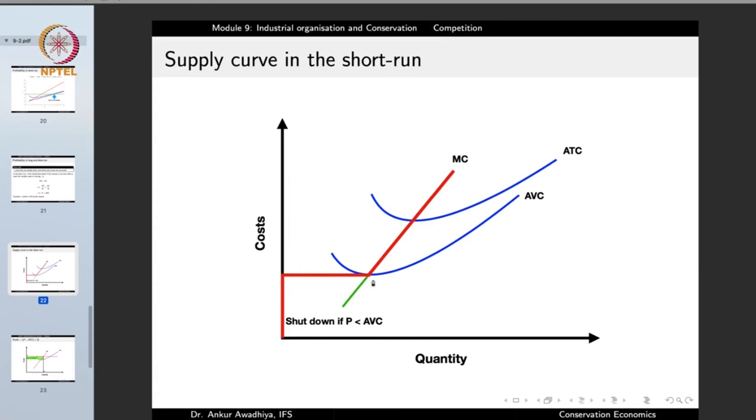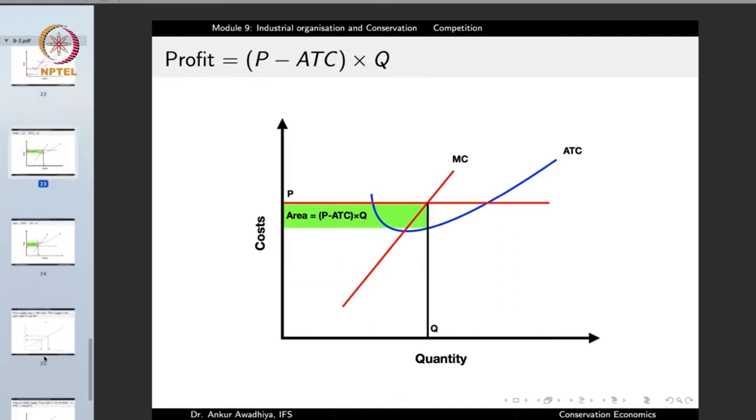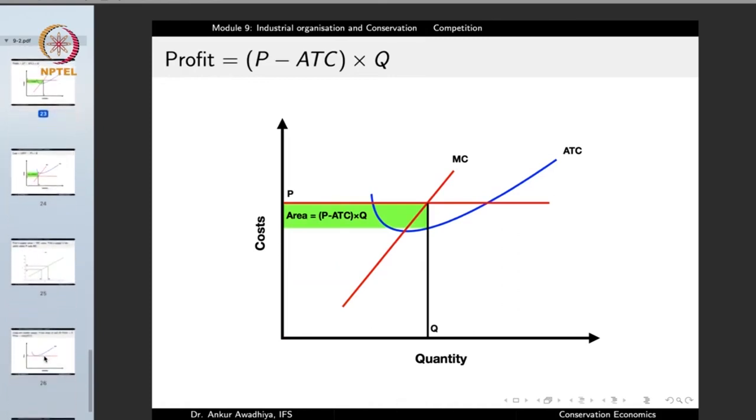If the P is greater than the average variable cost, then in the short run, the firm should be supplying things, but only in the short run. In the long run, the firm should only be supplying if the price is greater than the average total cost. Now, in this context, we can look at the profit and loss of the firms. Now, if this is the average total cost curve, if this is the price, and this is the marginal cost.